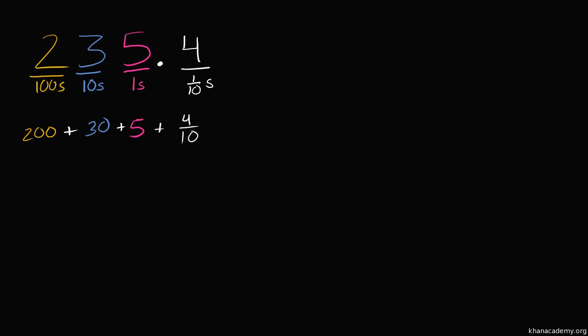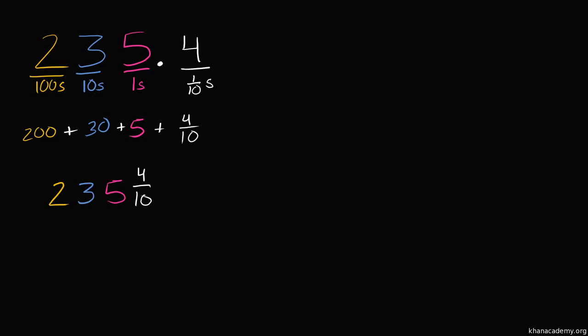So another way to write this number, I could write it as 200 plus 30 plus 5 and 4 tenths. So I could write it like this as a mixed number. So this up here would be a decimal representation, 235.4. And this right over here would be a mixed number representation, 235 and 4 tenths. But they all represent 200 plus 30 plus 5 plus 4 tenths.